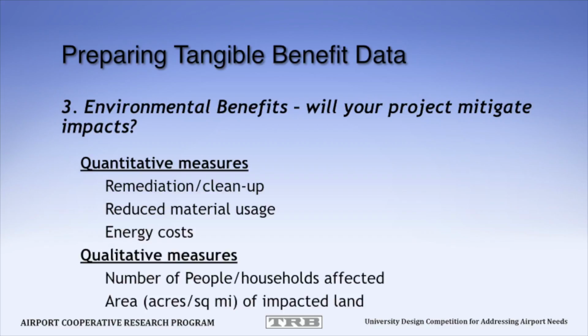If you're looking at environmental interactions, the environmental benefits, will your product or project mitigate impacts? Again, quantitative measures might be preventing remediation or cleanups, reduced material usage, energy costs. Some of the qualitative measures is looking at the number of people or households that might be affected or benefit from your approach. You can also look at areas of impacted land.